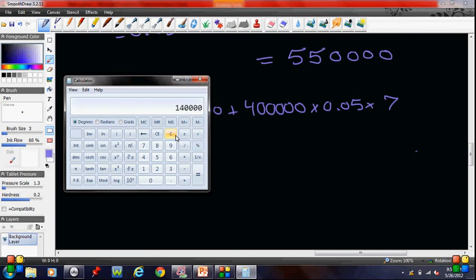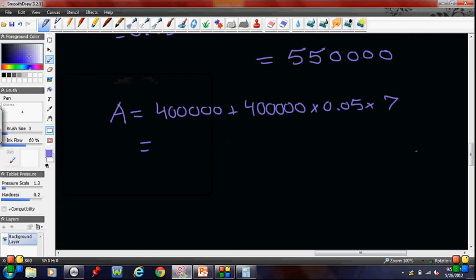So as you can see, it made quite a substantial difference. I mean, we were $10,000 off. So now we have plus 400,000. And we get $540,000.